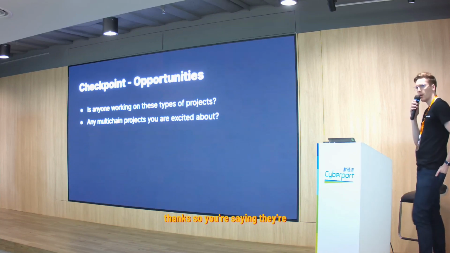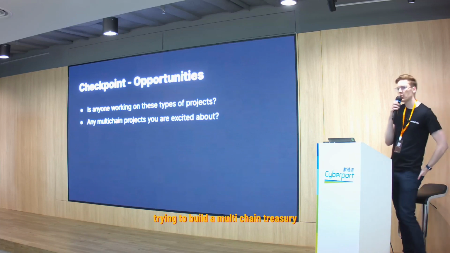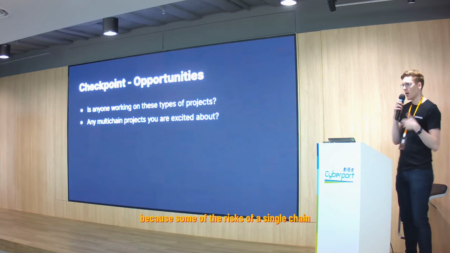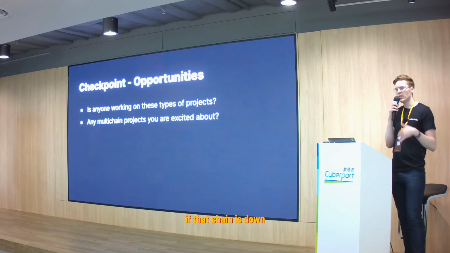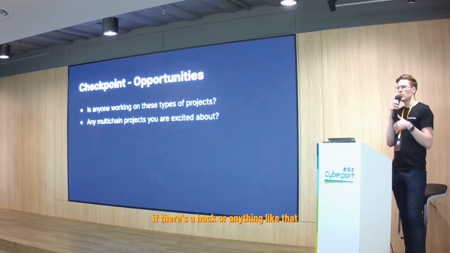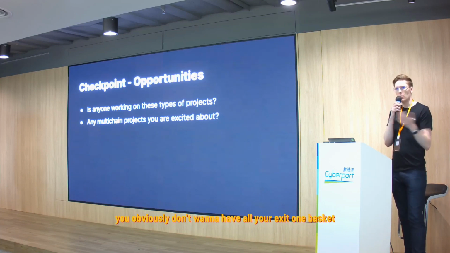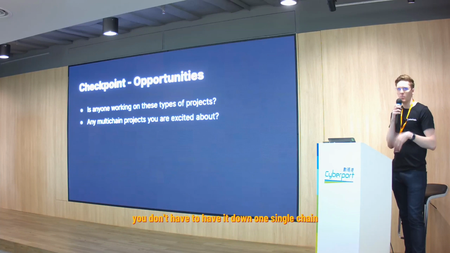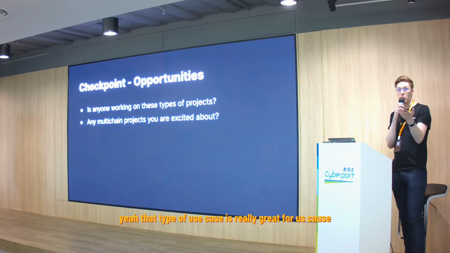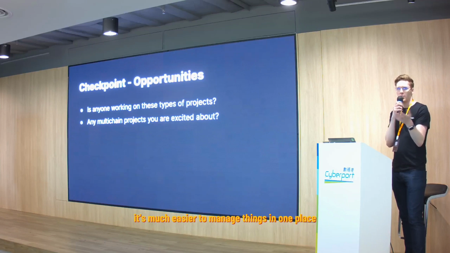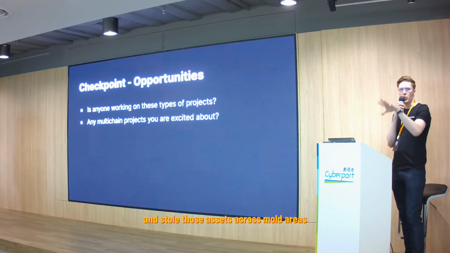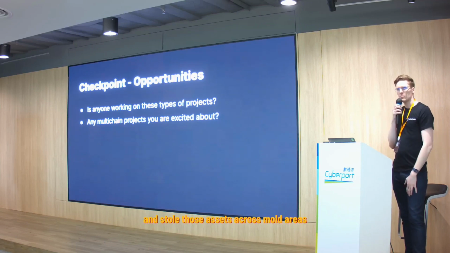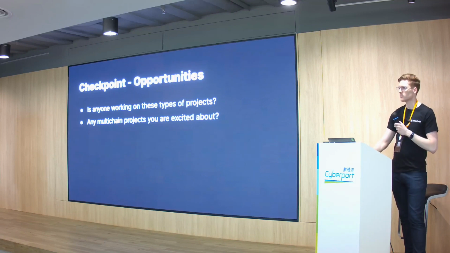Okay, thanks. So you were saying they're trying to build a multi-chain treasury because of some of the risks of a single chain, if that chain is down, if there's a hack or anything like that, you obviously don't want to have all your eggs in one basket. You don't have everything on one single chain. So yeah, that type of use case is really great for us because management-wise, it's much easier to manage things in one place and store those assets across multiple areas.